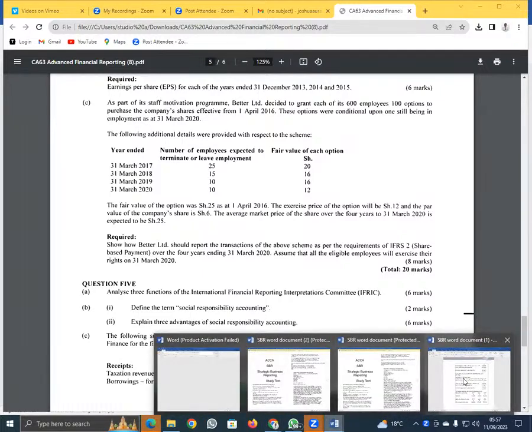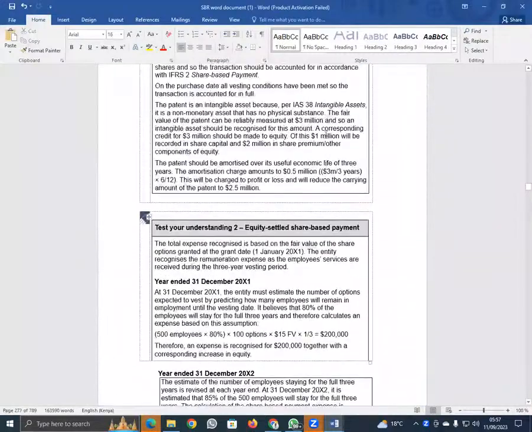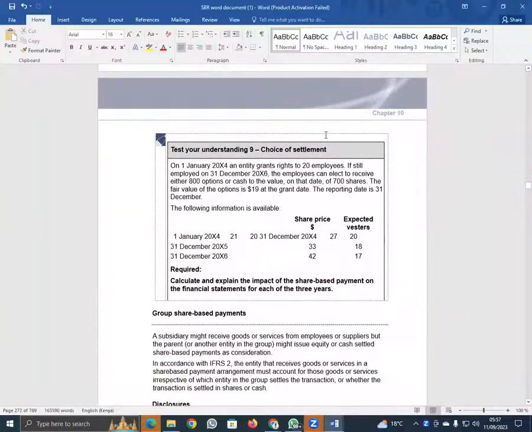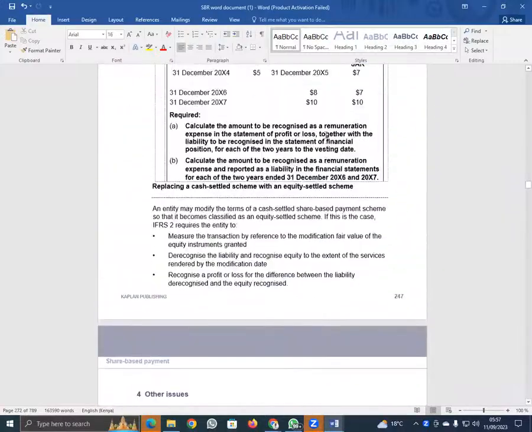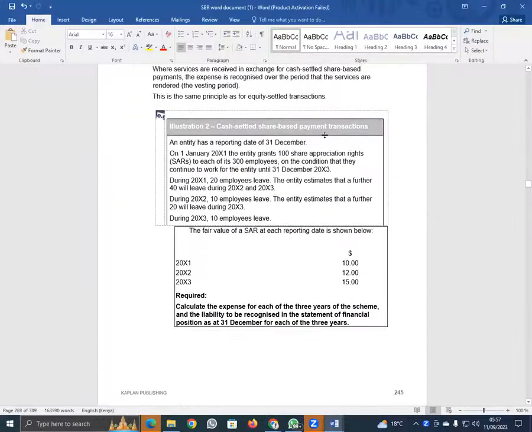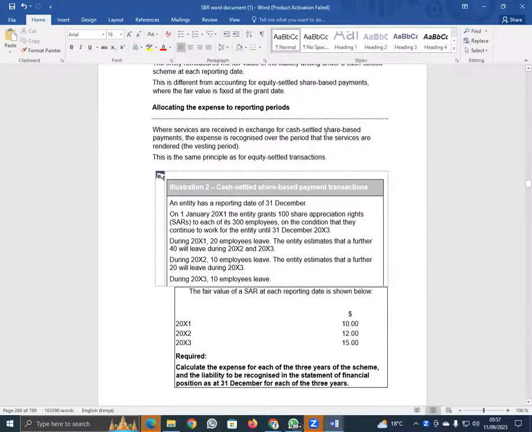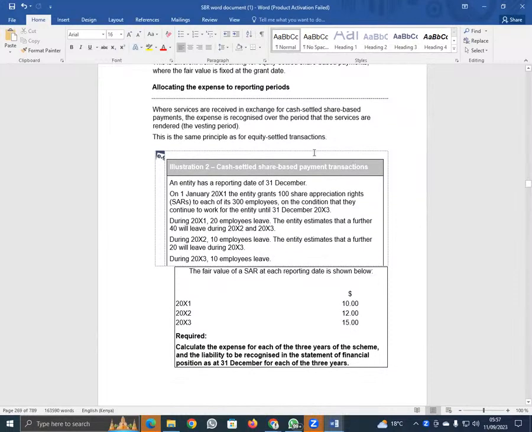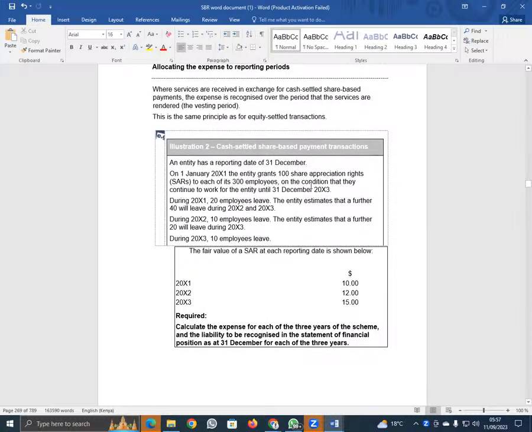I hope they're able to see my Word document, of which I would want to take them straight away to this last thing now here. The last thing, cash settled. You can write there cash settled share-based payment. It's here. Cash settled, share-based payment.